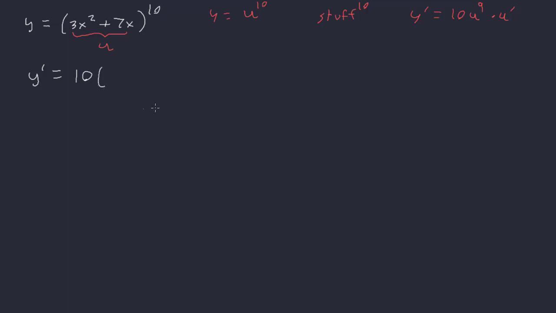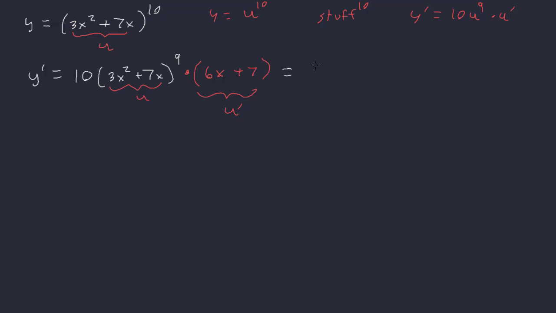So this will be 10 times u left alone. Okay, so here's 10u, so this is still u left alone, then times u prime. So u prime is going to be 6x plus 7. So this right here is our u prime.